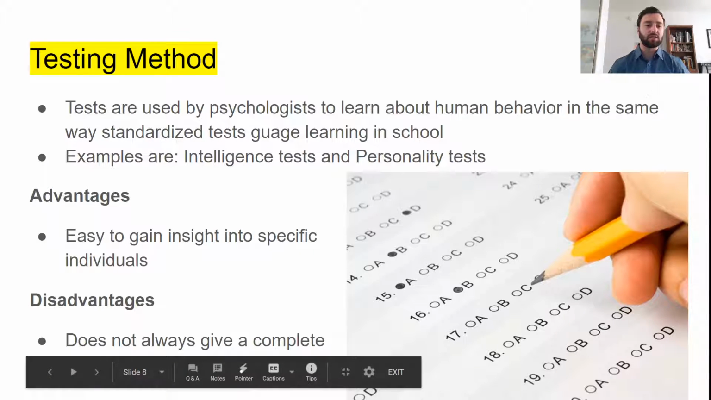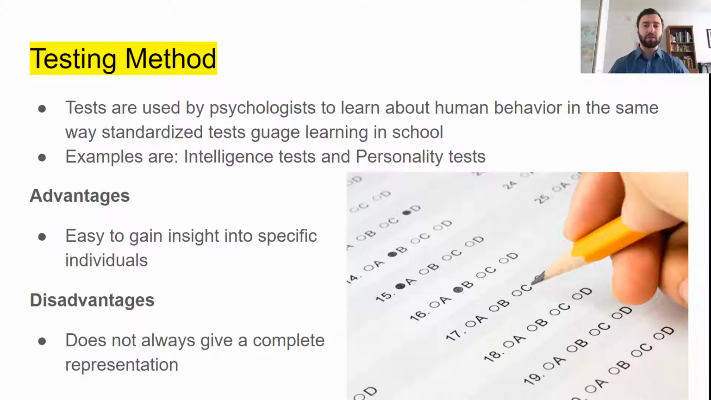One of the big disadvantages is that it doesn't always give a complete representation or a complete picture of that person and what they know or what they've learned, or whatever it is you're trying to test. If you just think about tests in school, they do give us an idea of what maybe you learned, but it might not be perfect. You could have test anxiety or really struggle with certain types of questions, but be really good at other things. So it's not necessarily always a perfect or complete representation.